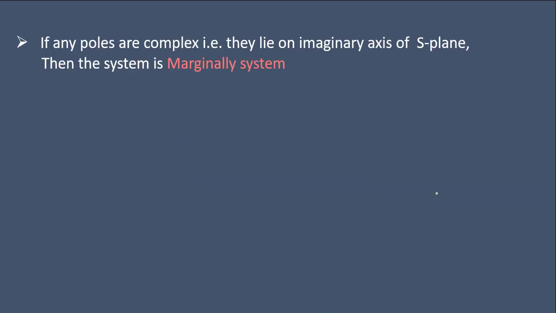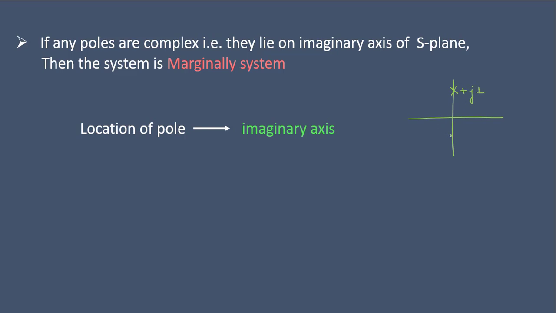So we can say if any poles are complex, that is they lie on the imaginary axis of the S plane, then the system is a marginally stable system. The location of the pole was on the imaginary axis. This was our pole location. Our one pole was at plus j1 and my second pole was at minus j1. So the location of the pole was on the imaginary axis.